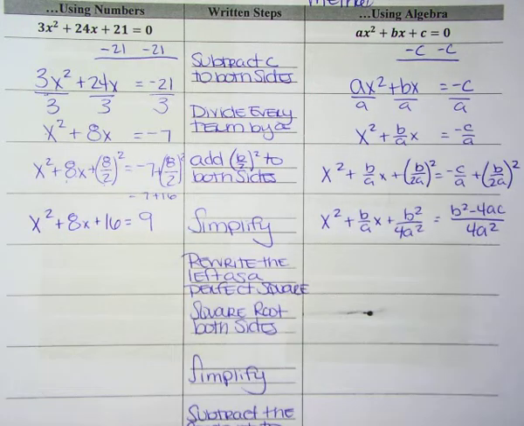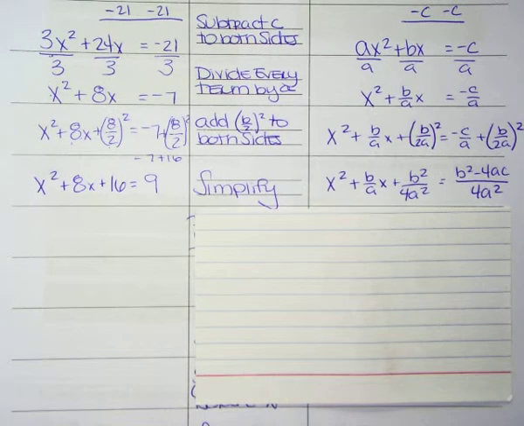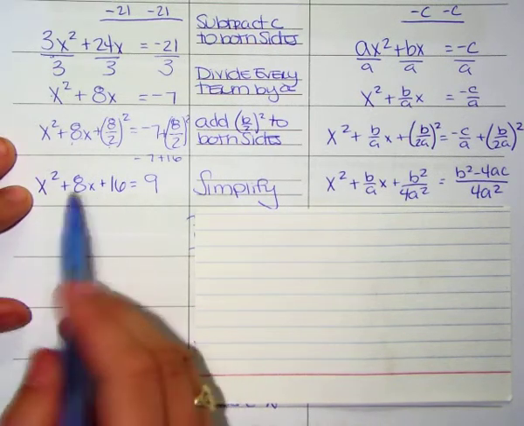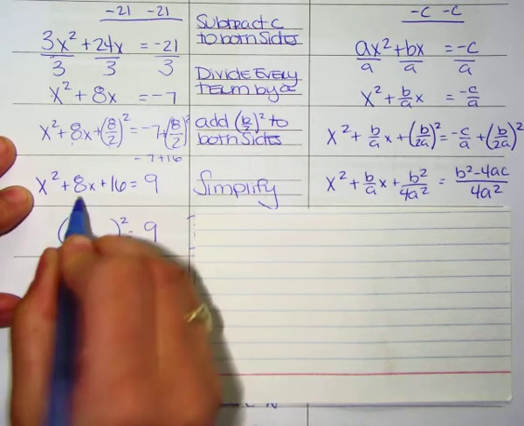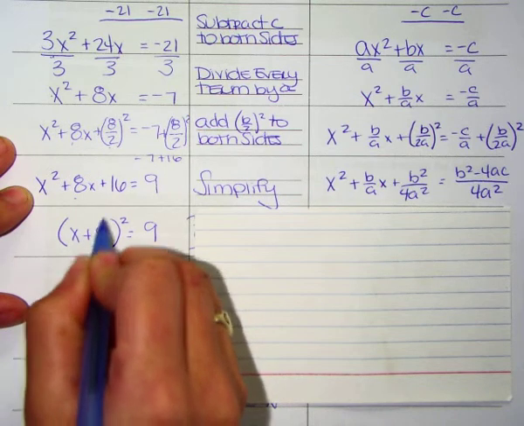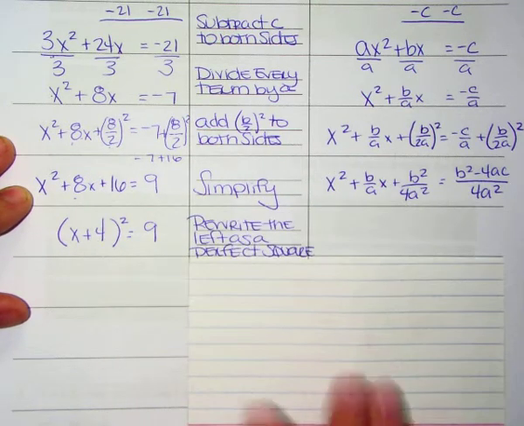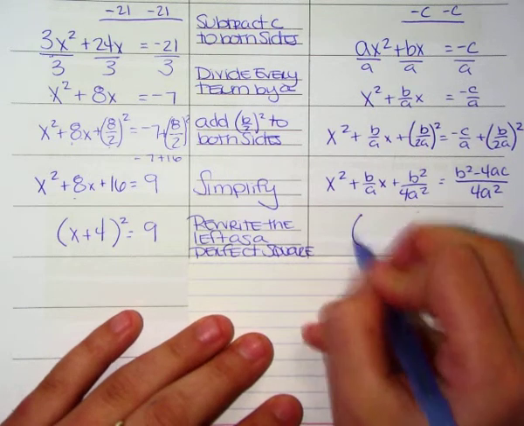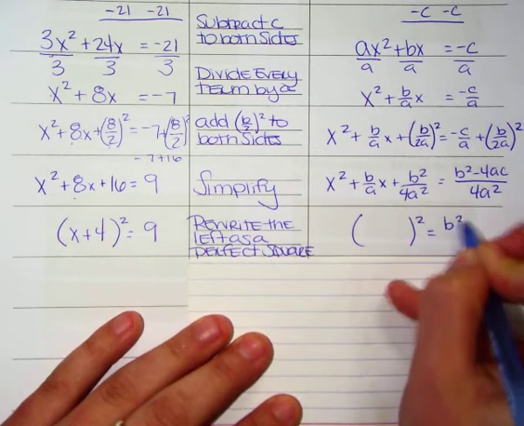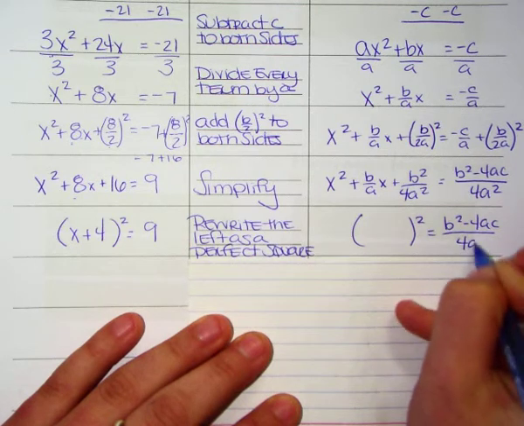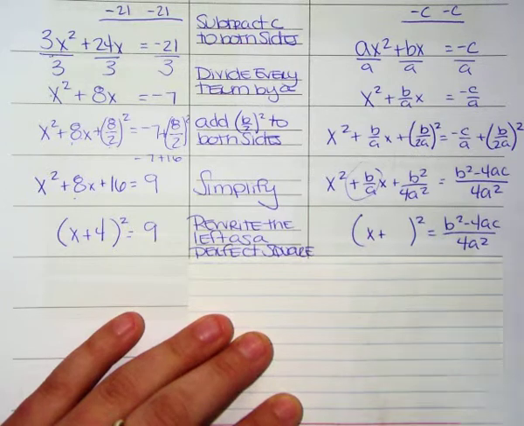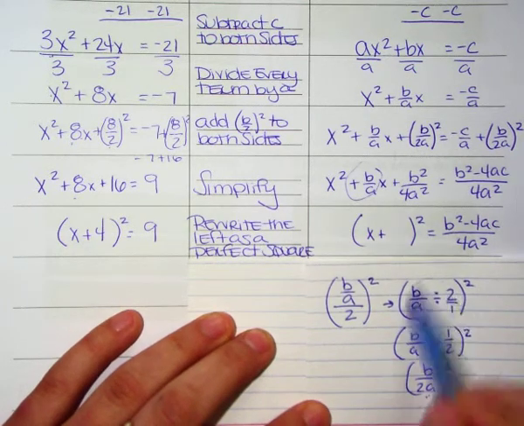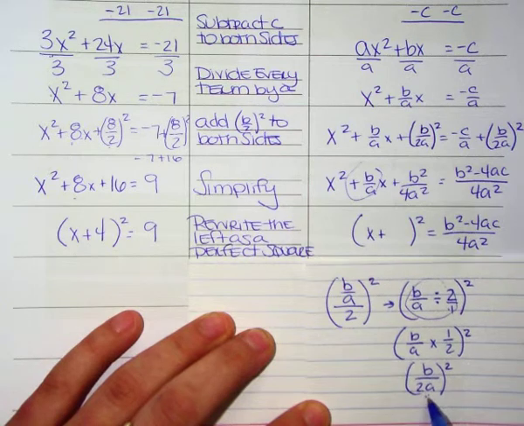Let me go ahead and switch my cards again. Move this up. So next, what we want to do here is take this and rewrite it as a perfect square. So it's going to be equal to the b term divided by 2. So we'll rewrite the left side as a perfect square. So it's going to be x plus this term divided by 2, which if you remember, we did that divided by 2, and it equaled b over 2a.